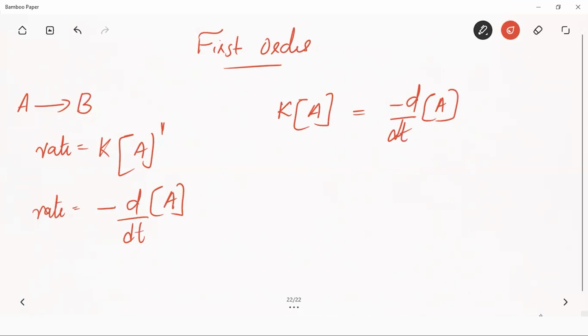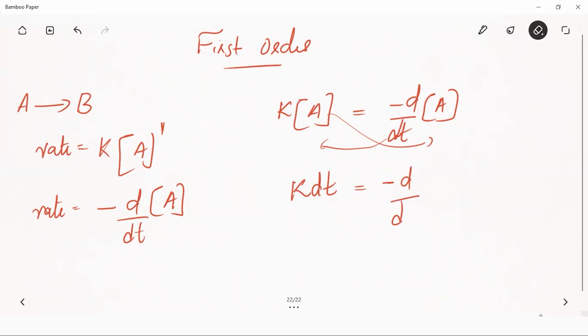Okay, after rearranging, you will be getting what? K dt. I bring this dt to this side and A to this side. So minus dA by A is equal to K dt. You will be getting that.